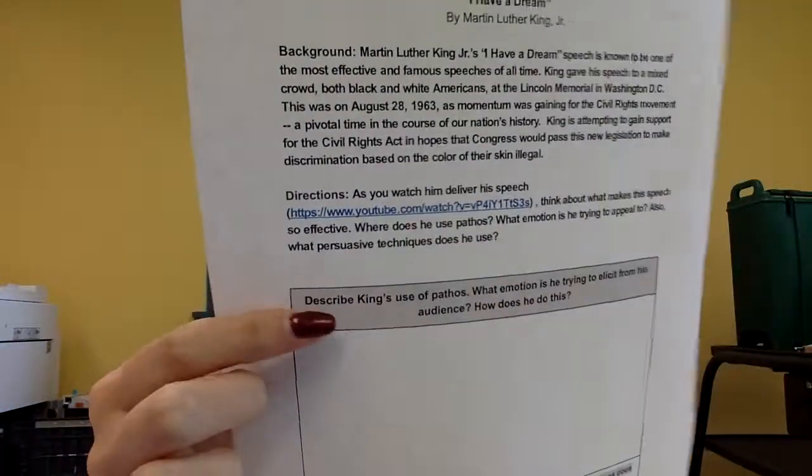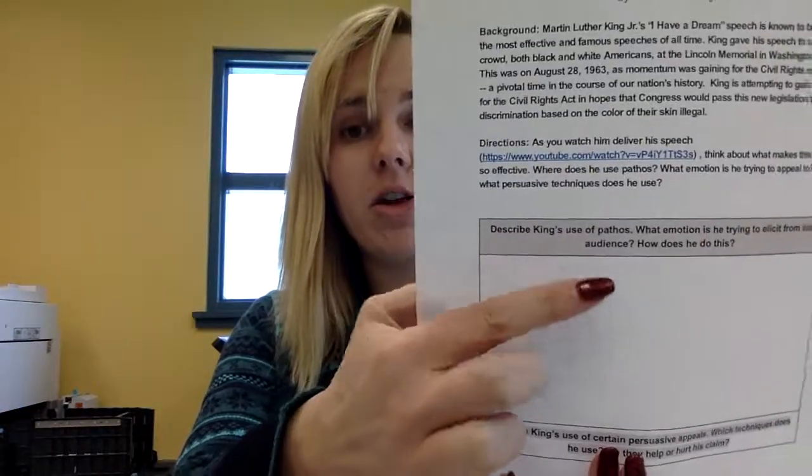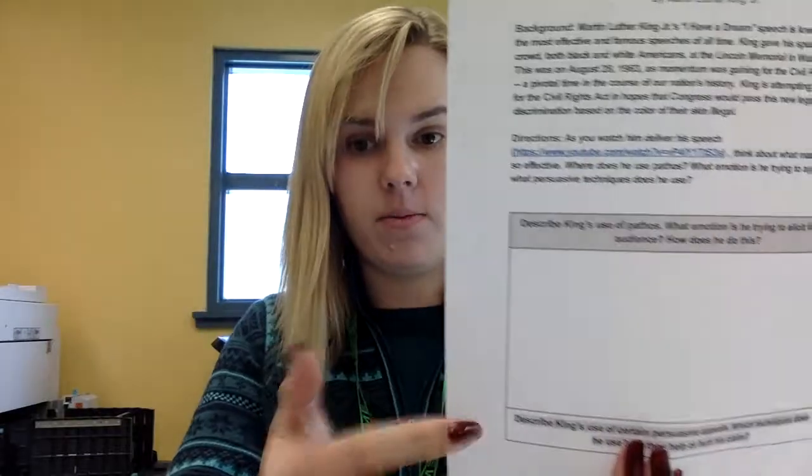Listen to this speech, and as you're listening, I want you to pay attention to two things. I want you to pay attention to his use of pathos, okay? He uses a lot, and this is the appeal to try to get you to feel things and make you be really emotional. What emotion is he trying to elicit? Like, what kind of emotion? And how does he do this? That's what I want you to take notes on down here, okay?